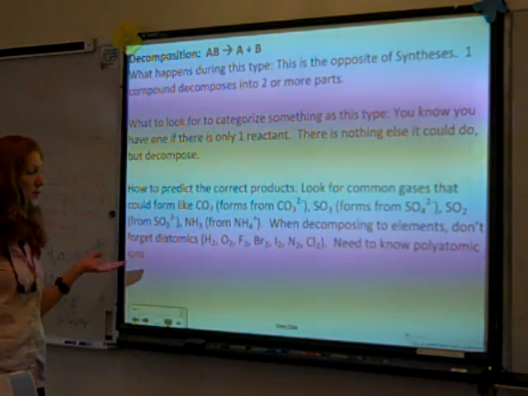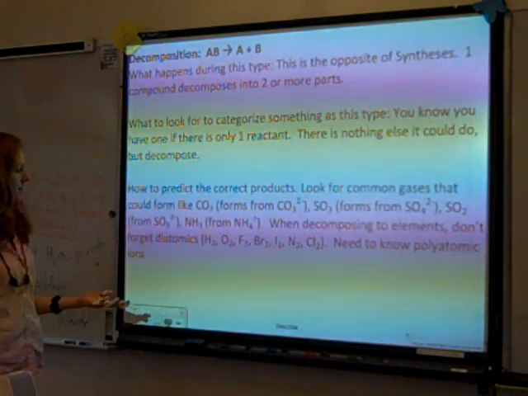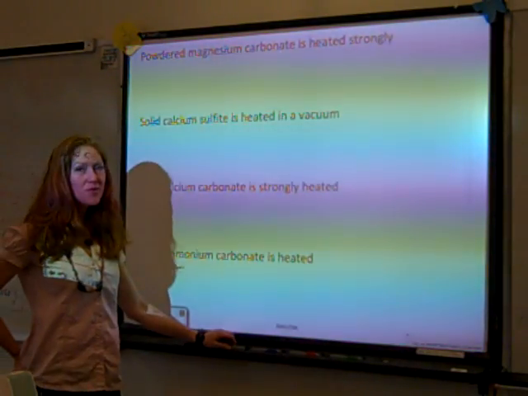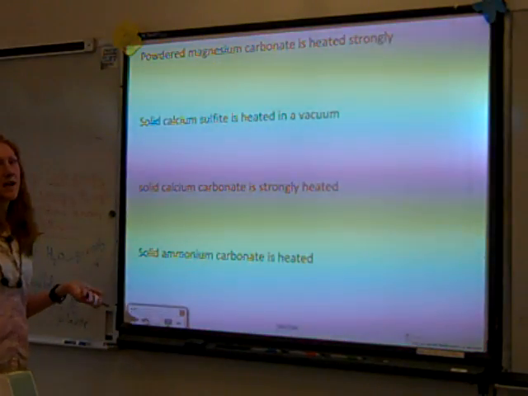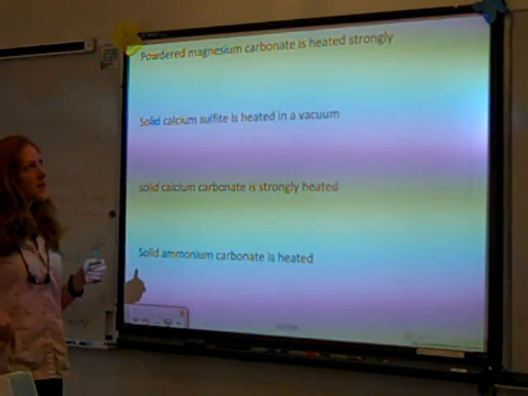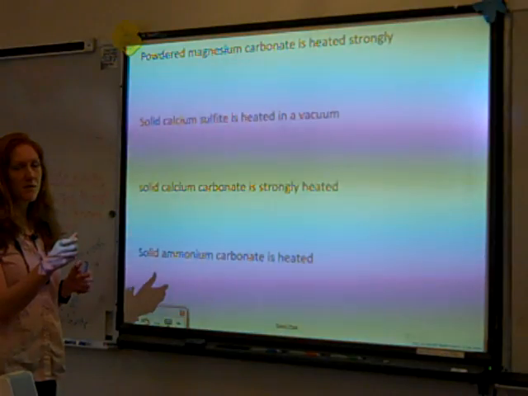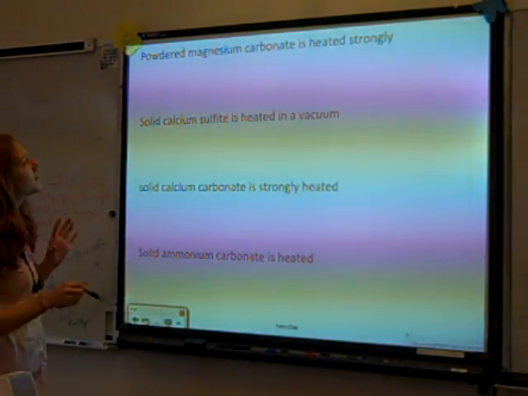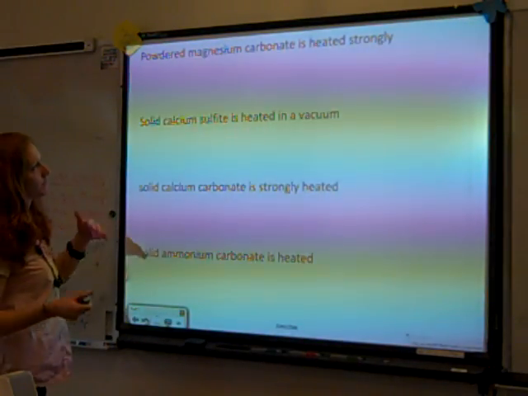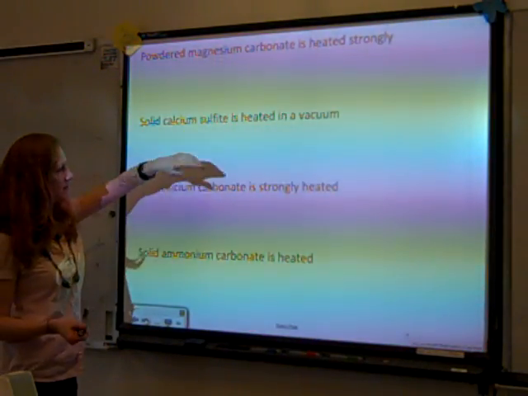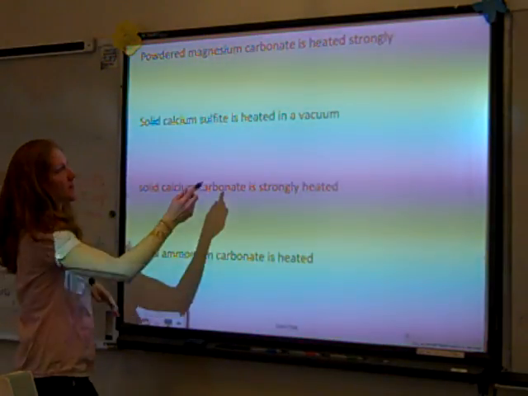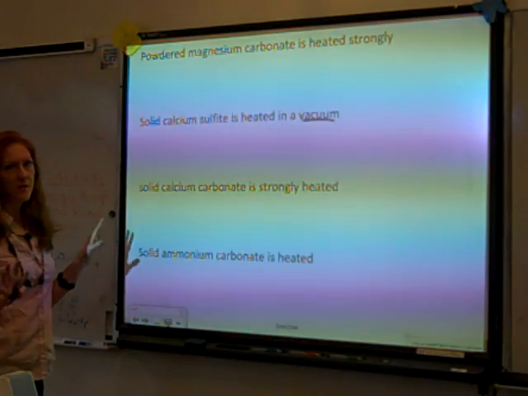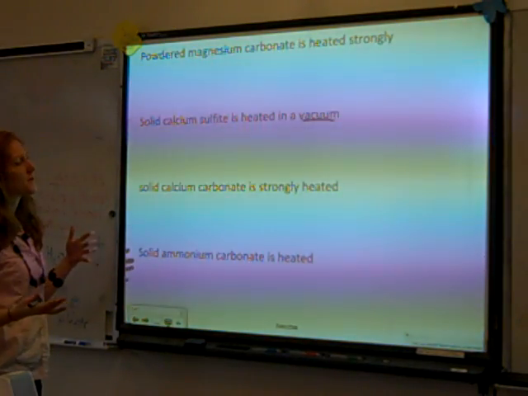And also when you're decomposing, don't forget the Hofbrinkel again. Another one is you're usually heating these things, and you're heating them in a vacuum. If you weren't in a vacuum, that single reactant could react with air, any component of air. So heating in a vacuum is a good indicator. None of these are going to say heated in air, so we don't have to worry about the air, but that's how we know.